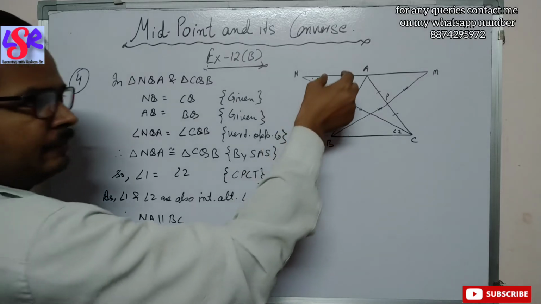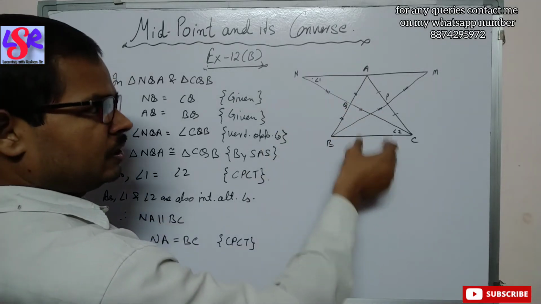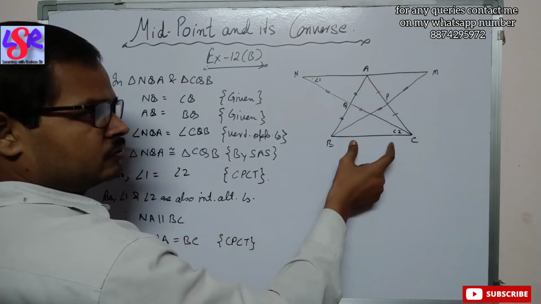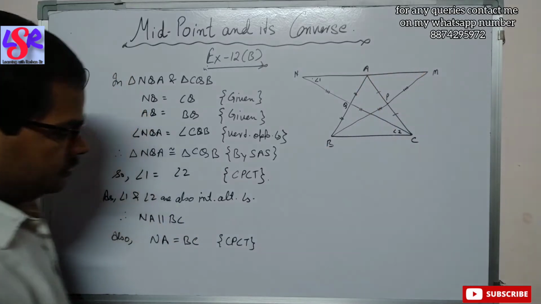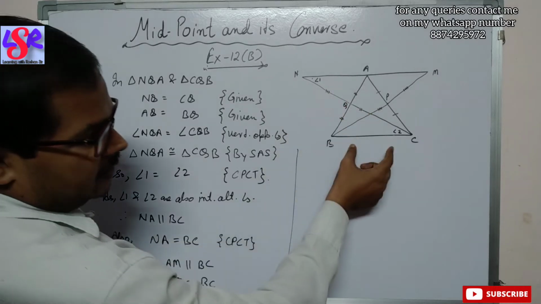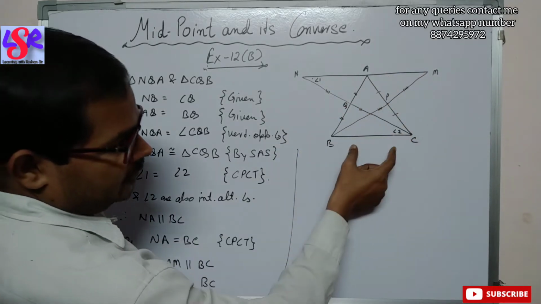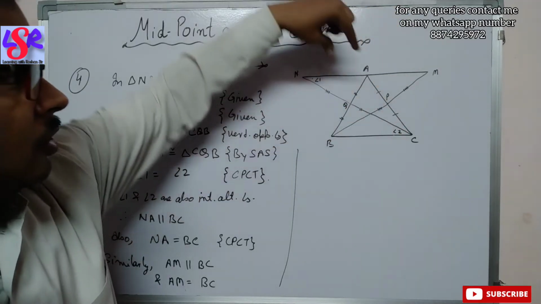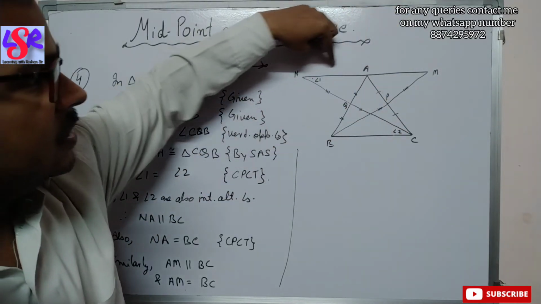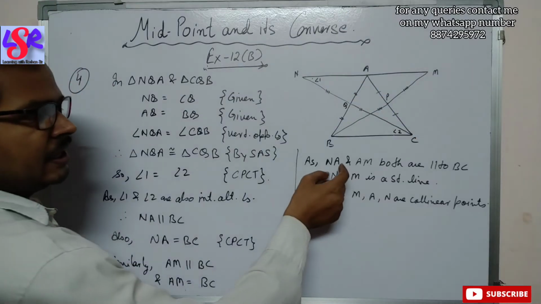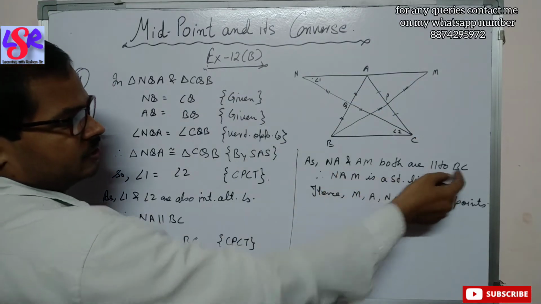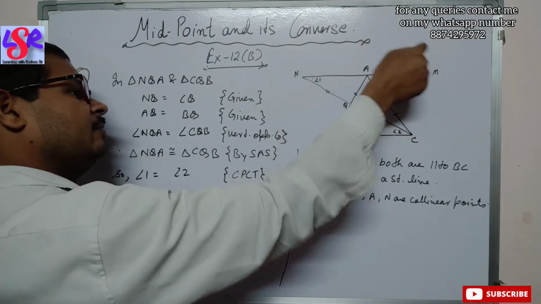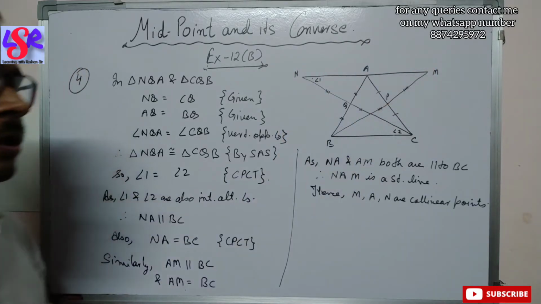Now we have proved this line is equals to this one and this line is parallel to this one. Similarly we can prove this line is equals to this one and this line is parallel to this one. Now here we get NA is parallel to BC and AM is also parallel to BC. अब जैसा कि NA और AM दोनों ही BC के parallel हैं और जिसमें A common है, this means this is a straight line. So as NA and AM both are parallel to BC, therefore NAM is a straight line. और अगर ये एक straight line है, therefore M, A और N तीनों एक collinear points हो जाते हैं.